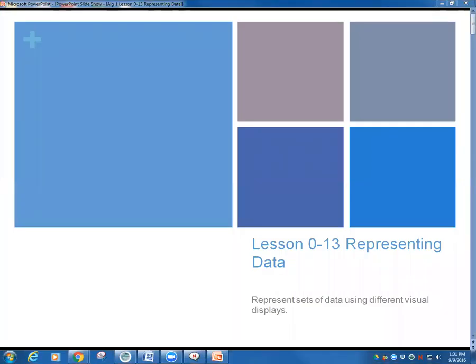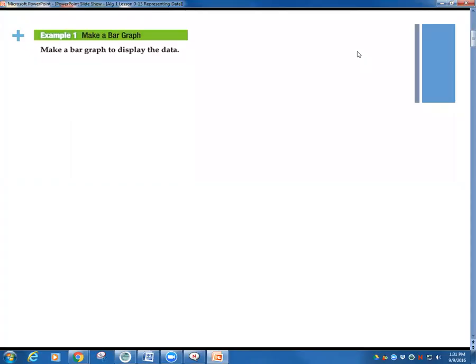All right, guys, we're on lesson 13, representing data. We're going to talk about representing sets of data using different visual displays for this lesson. So let's make a bar graph. That's the first one we want to talk about.